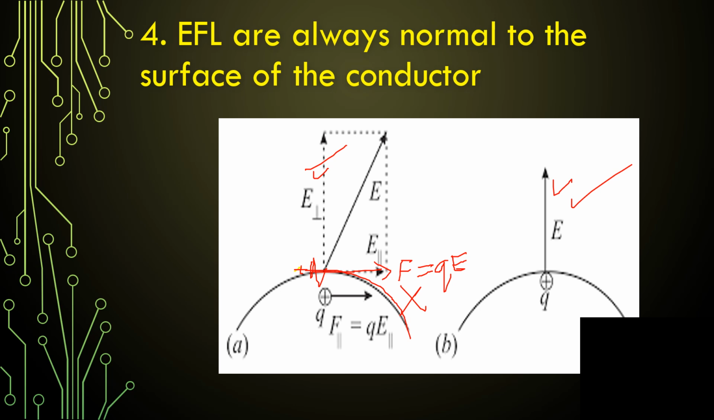Is this clear, student? Electric field lines should not be parallel. If it is parallel, then charge would start to flow along the surface of the conductor, and hence it produces current, which should not happen. That's why it should always be perpendicular to the conductor.